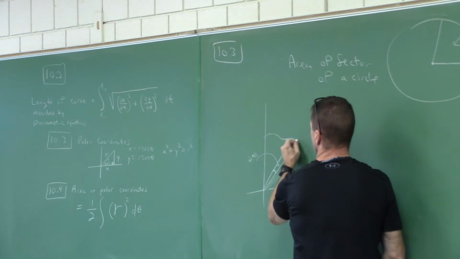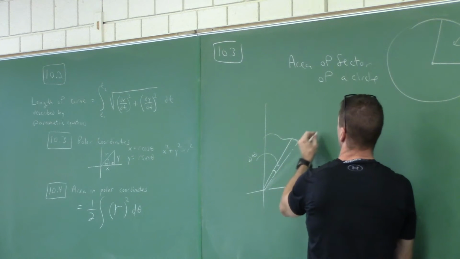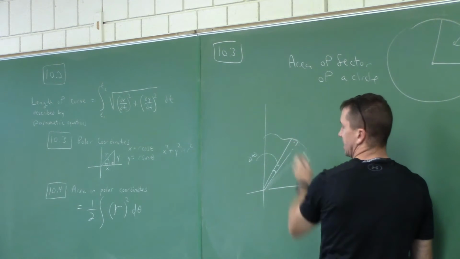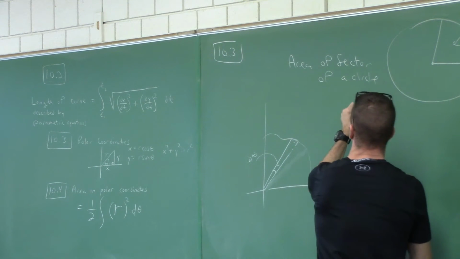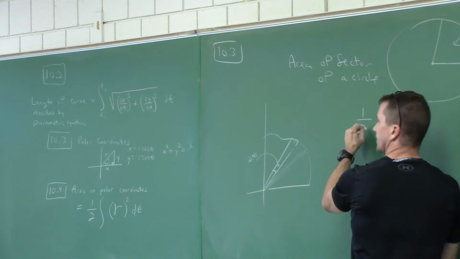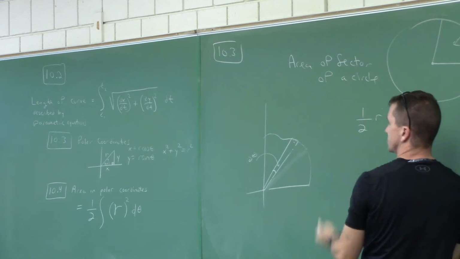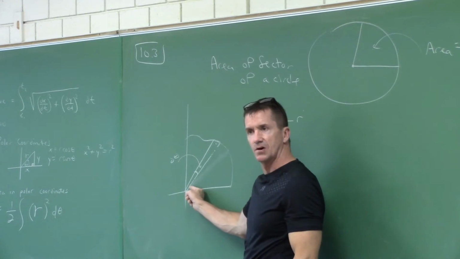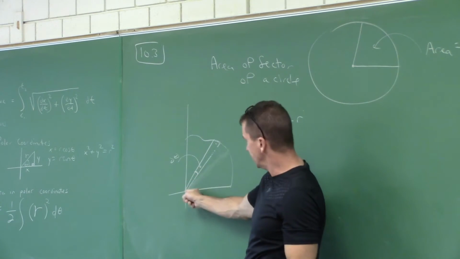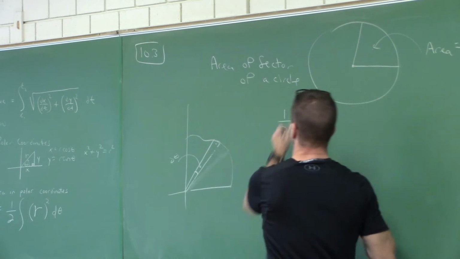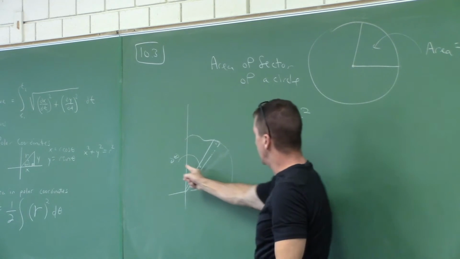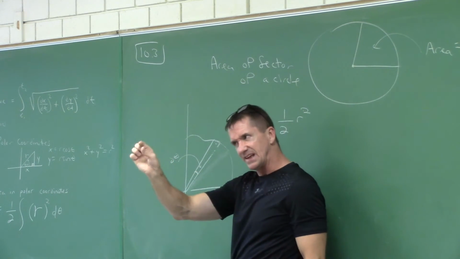And we want to get this. What I can do is take the area of that sector. What's the area of that sector right there? One half, let's say it's in terms of r, some equation in terms of r, one half radius squared times, what's my angle now? D theta? Okay.